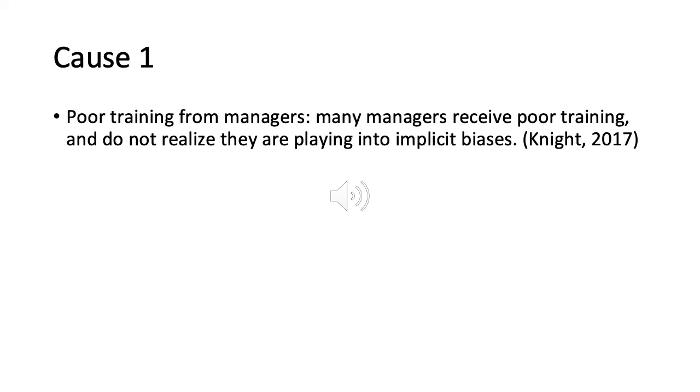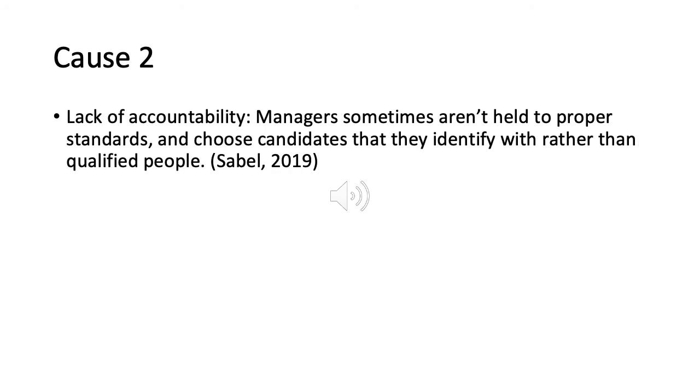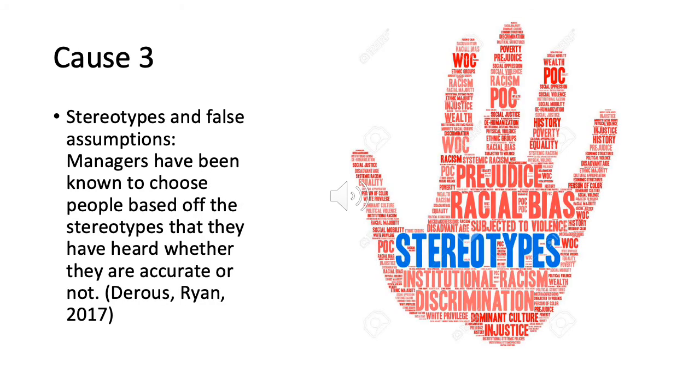Cause 1. Poor training for managers. Many managers receive poor training and do not realize they are playing into implicit biases. Lack of accountability. Managers sometimes aren't held to proper standards. In-group favoritism is where managers choose candidates that they identify with, rather than qualified people. Stereotypes and false assumptions. Managers have been known to choose people based off the stereotypes that they have heard, whether they are accurate or not.